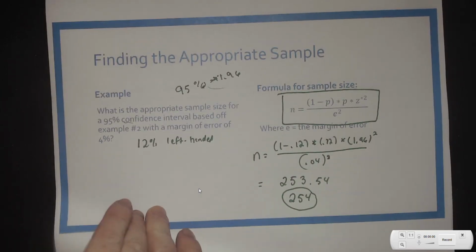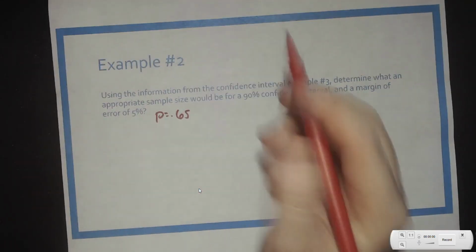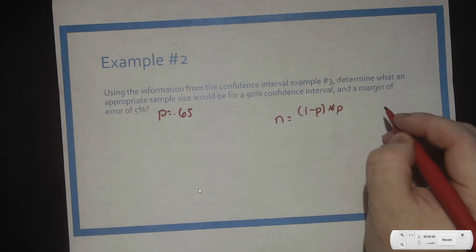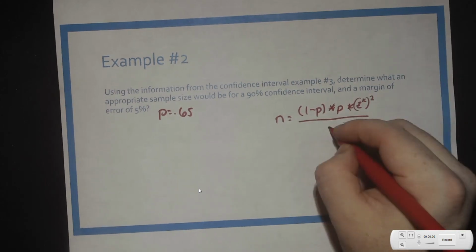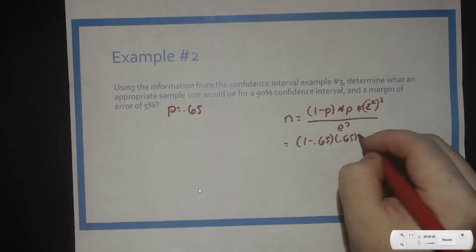Then let's try one more real fast, and that'll be the end. Using the information from the confidence interval, example number 3, determine what the appropriate sample size would be for a 90% confidence interval with a margin of error of 5%. So my third example had 65% pass rate, so we'll do that. So we have a 65% P. So 1 minus P times P times z-critical squared over E squared. 1 minus 0.65 times 0.65 times 1.